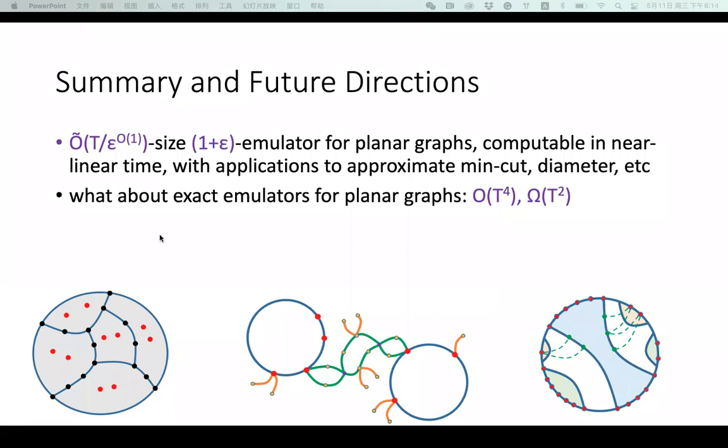There's another very interesting question, which is what about exact emulators? When the distortion has to be 1, the upper and lower bounds still haven't matched. The upper bound is t to the 4 and the lower bound is t squared. There's still a quadratic gap here.